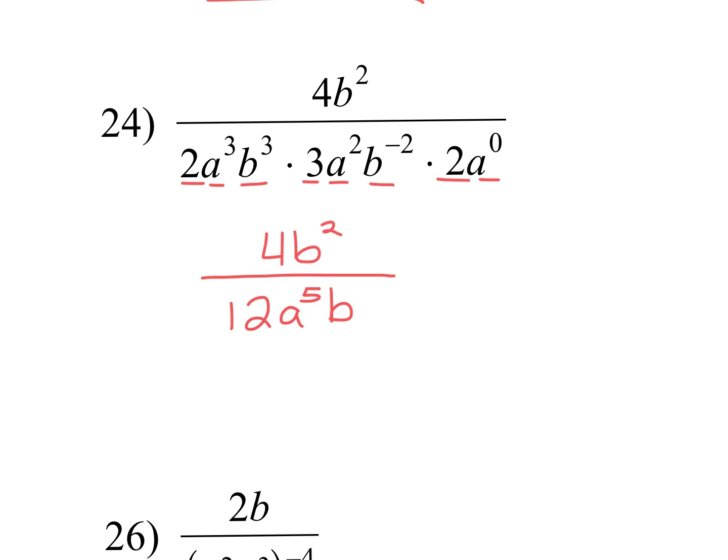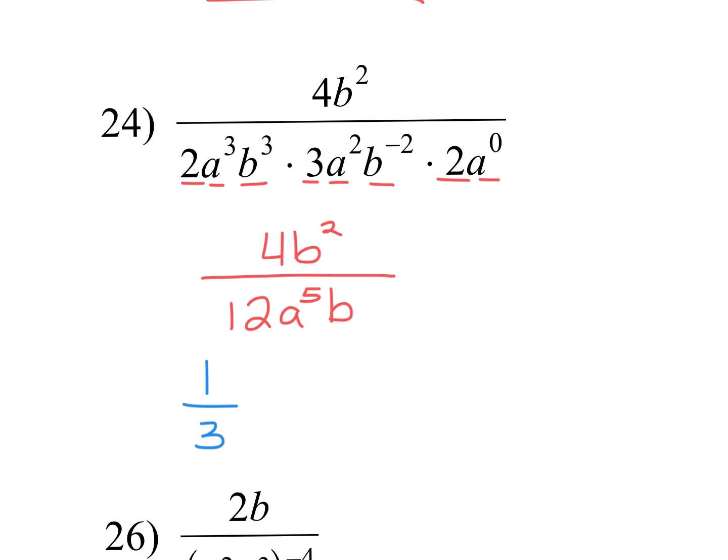Are we done? No. Okay, we simplified the top, we simplified the bottom. Now we have to compare top to bottom. So take everything one at a time. Can we do anything with 4 and 12? Yes. Divide the 12 by 4. Yep, how many times does 4 go into 4? 1. How many times does 4 go into 12? 3.